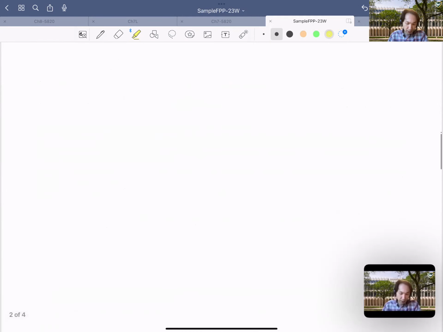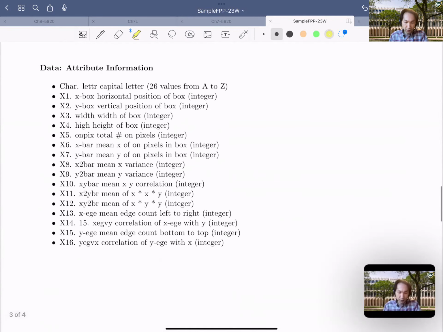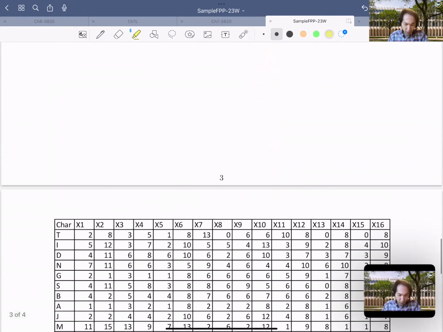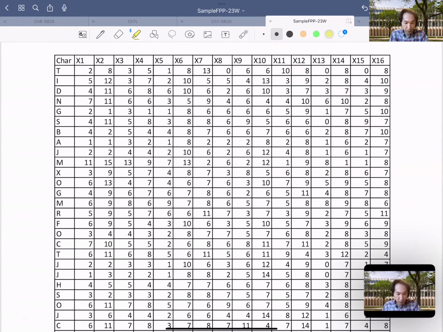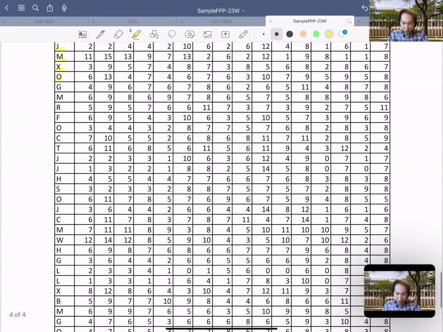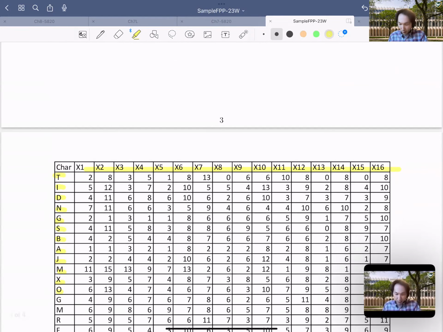Okay, and then you can attach the data. So this is the description of 16 variables of the character images. And also this is the sample data. So these are the answer, the label, the response variable, and these are predictor variables. In this case, I attached the sample data set, but you can also attach the entire data set by CSV or Excel.